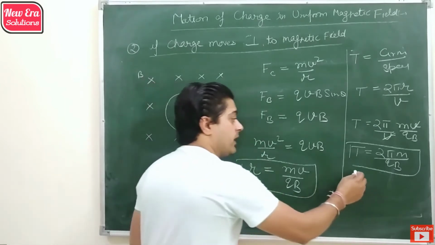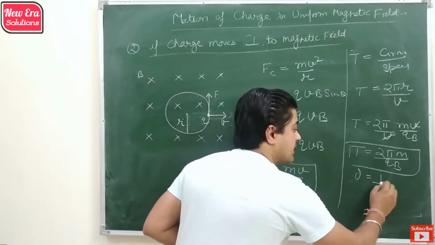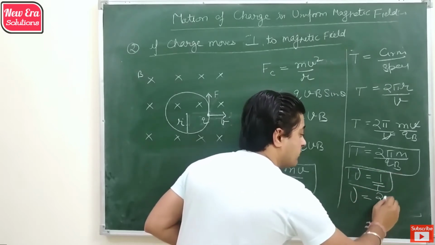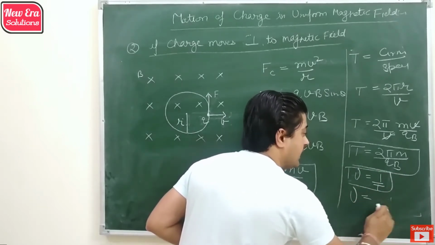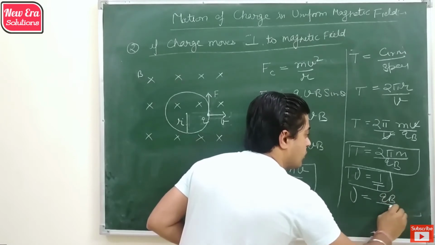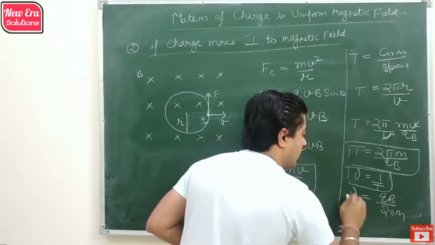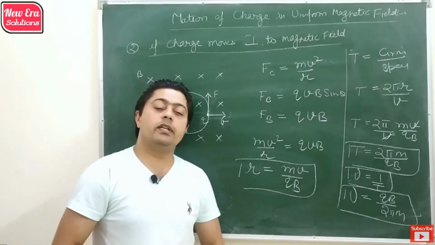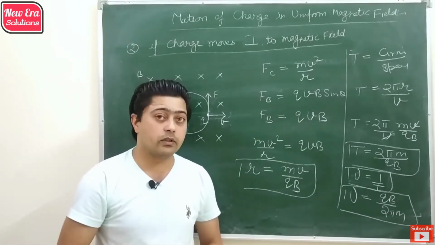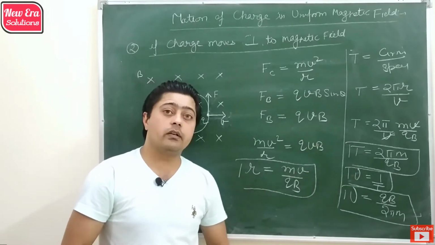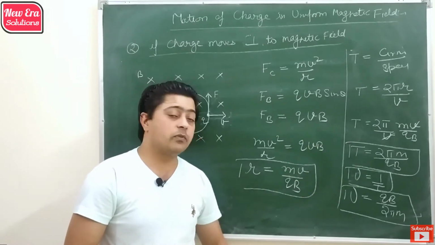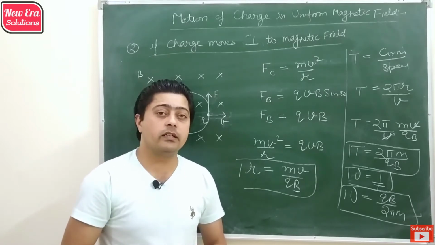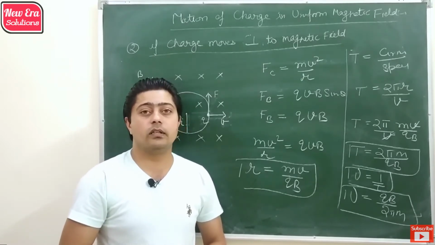Similarly, if we want to find the frequency, which is the reciprocal of the time period, then the frequency of the charge in a uniform magnetic field is qB by 2 pi m. So by using these expressions, we can find the radius of the circular path, the time period, and the frequency of the charged particle in a uniform magnetic field to complete circular motion.